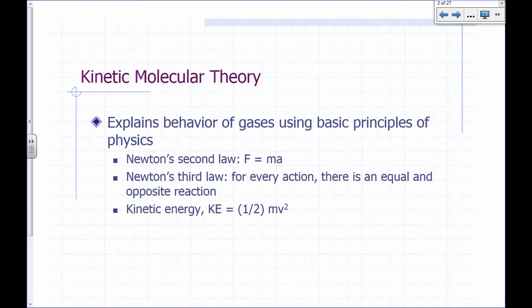So these basic ideas are Newton's second law, which says that force equals mass times acceleration; Newton's third law, for every action there's an equal and opposite reaction; and we're also going to apply the idea of kinetic energy being equal to 1/2 times the mass times the square of the speed. So we're going to apply these to atoms and molecules, and we can see that we can use this to explain the ideal gas law.